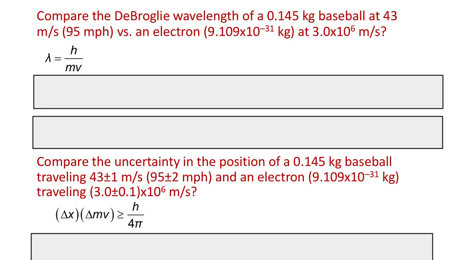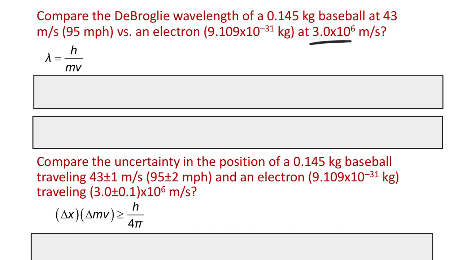These are more just to show you what it looks like for a big particle versus a small particle. So I think it's easier to see these calculations given to us here. We're comparing the de Broglie wavelength, the wavelength of matter, for a baseball at 95 miles an hour, which is 43 meters per second. The mass of the baseball is 0.145 kilograms, versus an electron, 9.109 times 10 to the minus 31 kilograms, at a velocity of 3.0 times 10 to the 6.